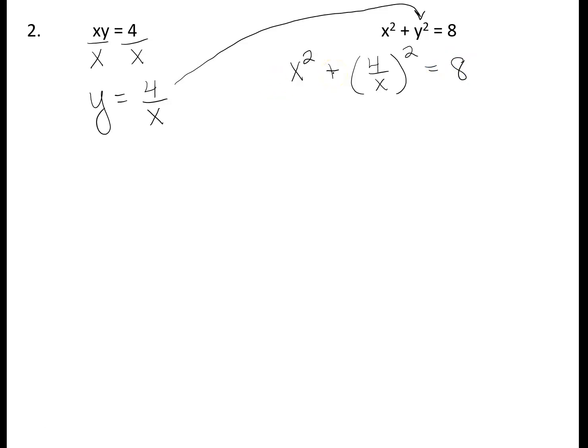We need to solve it. Let's go ahead and square the fraction. That's the first thing we need to do. When we square a fraction, we square the top, which would be 16, and we square the bottom, which would be x squared.